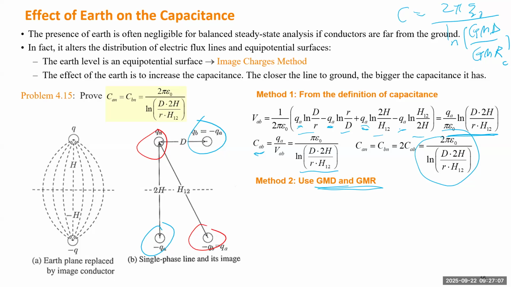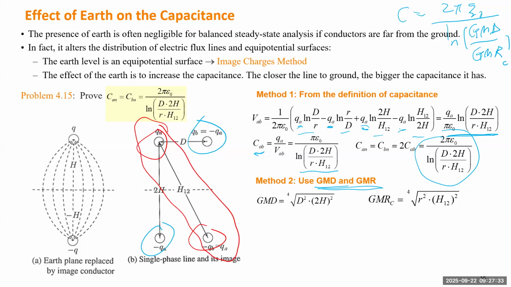GMD is defined as the distance between two groups, and GMR is defined to be the average distance within each group. So the grouping will be the key here. How do we define the groups among those four conductors? We just follow the color here, right? We have the red group, which carries the same charge, and we have a blue group that also carries the same charge. So if the red group carries the positive charge, the blue group carries the negative charge. To calculate the GMD will be the distance between the red group and the blue group.